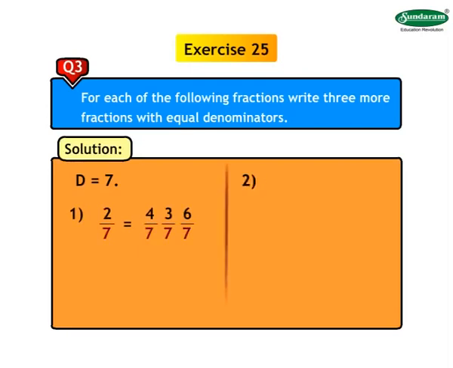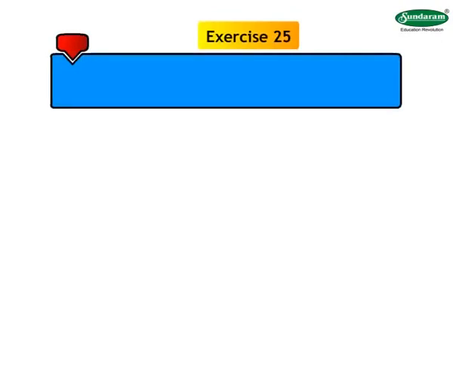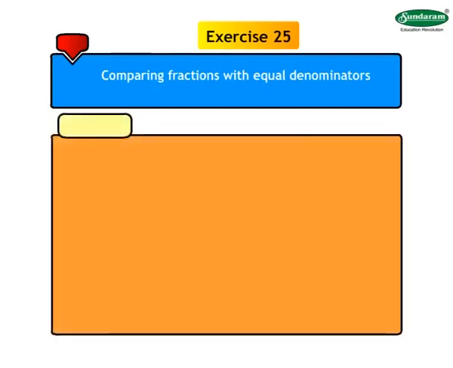2. 3 upon 8. Here, denominator is equal to 8. Thus, 3 other fractions with denominator 8 are 5 upon 8, 4 upon 8 and 7 upon 8. Now let us see how we can compare fractions with equal denominators. Let us consider two fractions, 3 upon 5 and 2 upon 5.